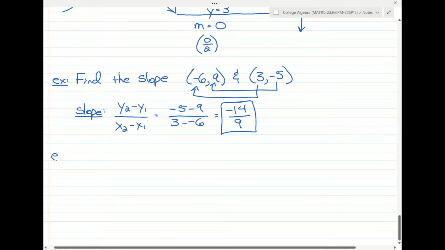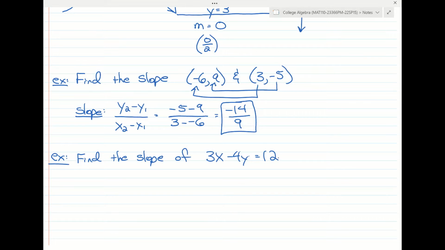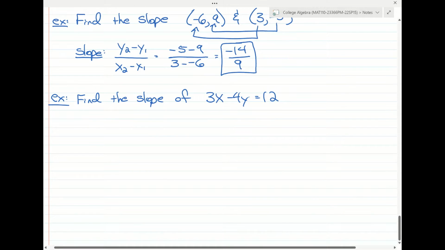And sometimes what we're going to do, and we'll learn more about this in the next lesson, but if I asked you to find the slope of 3x minus 4y is equal to 12. There's a couple different ways to do it. I'll show you another way in the next section. But for this section, I want us to find the x-intercept by making y 0. I want us to find the y-intercept by making x 0.